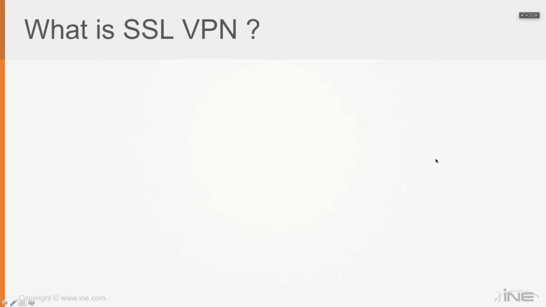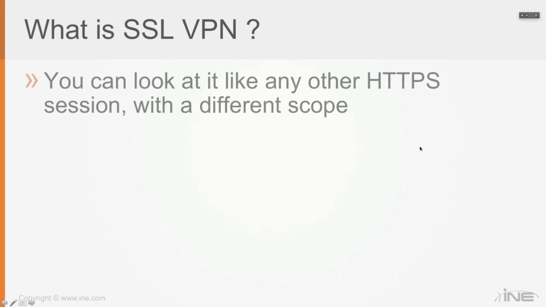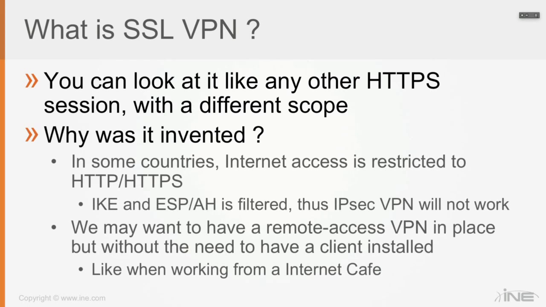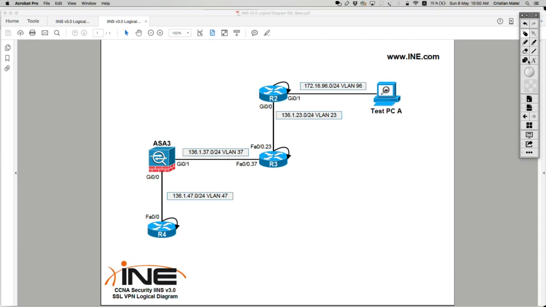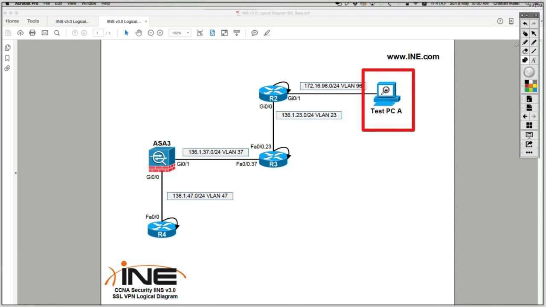So what is an SSL VPN or TLS VPN? You can look at it like any other HTTPS session, but with a different scope. The scope is pretty obvious. Take a remote access user, for example, out on the internet, working from Starbucks, and on this side of the network is the headquarters.